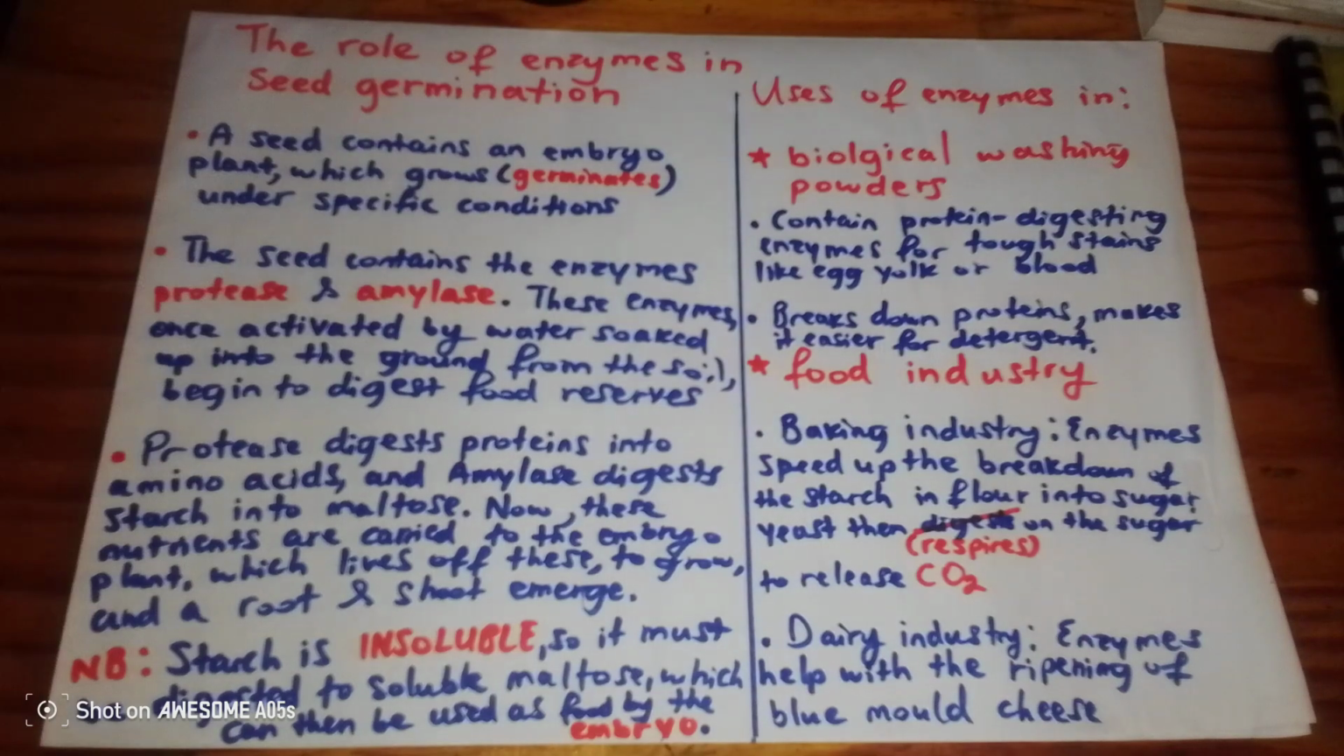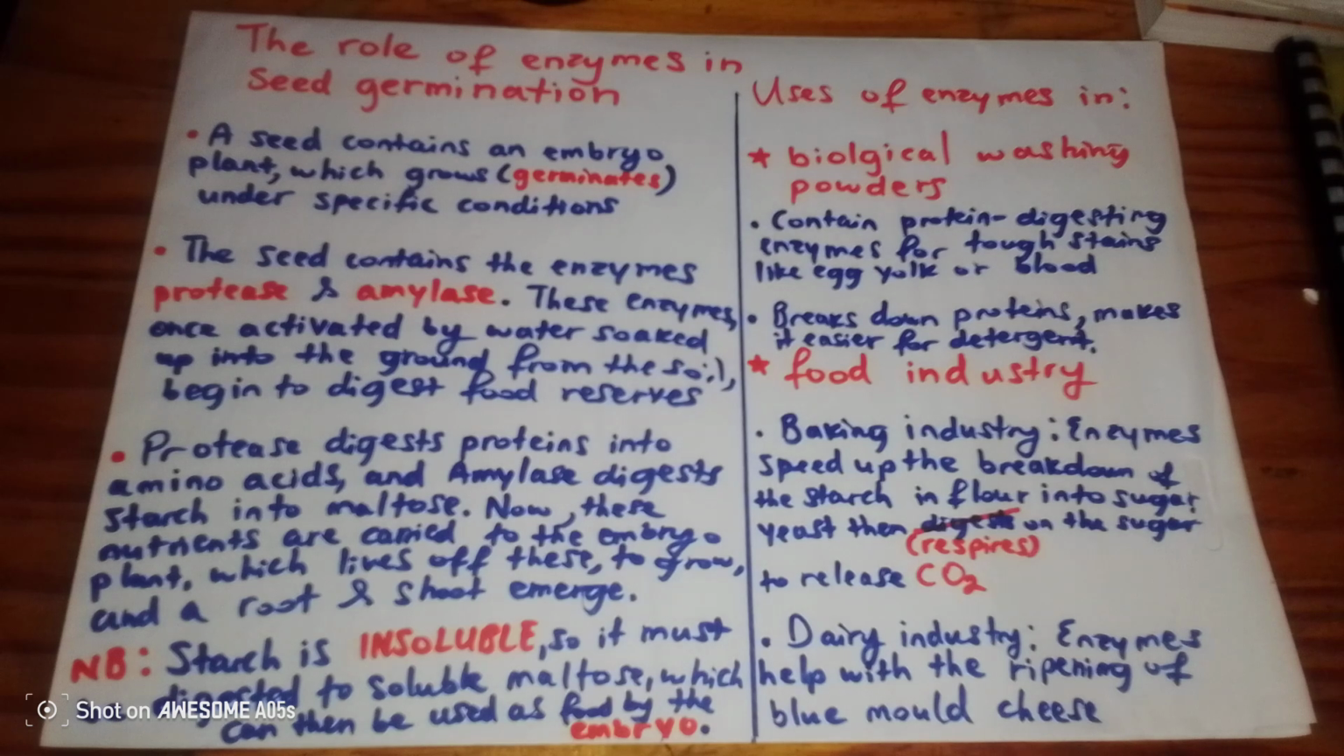Why? Because we need enzymes for seeds to germinate. Why? Because seeds contain enzymes, except that these enzymes are inactive, which means they are asleep. The right word for that is they are dormant. Okay? But what activates enzymes is water. That's why we are always advised to water your crops once you plant seeds.